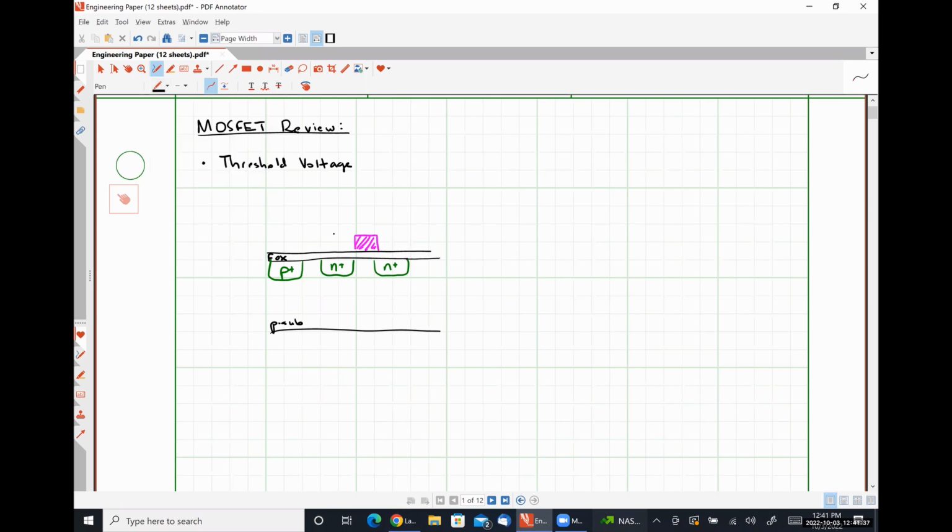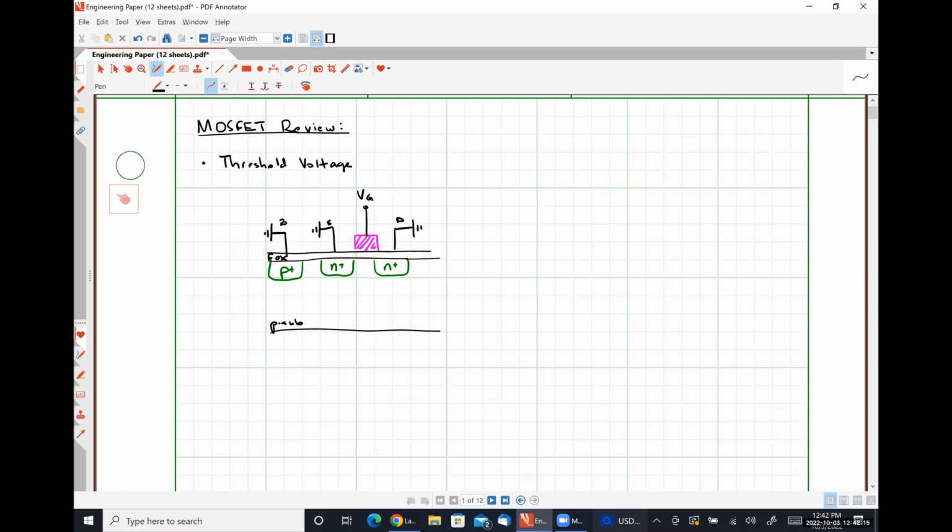And we're starting off with something fairly straightforward. Our source terminal is going to be grounded. Our body terminal is going to be grounded. Our drain terminal is going to be grounded. And our gate terminal here, we're going to have some voltage VG that is applied. Okay.